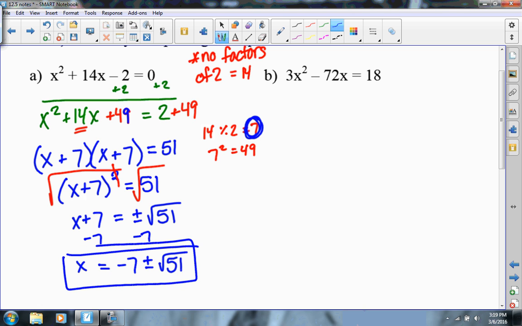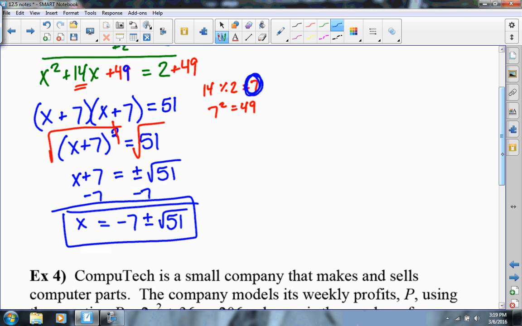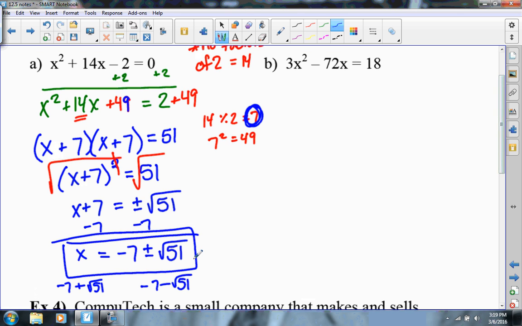And that's my answer. Now, if I actually separated these out and got two answers, I'd have to do negative 7 plus the square root of 51, and then negative 7 minus the square root of 51. And the square root of 51 is a decimal. So if I did negative 7 plus that decimal or negative 7 minus that decimal, I would get another decimal for an answer. And that's not as accurate as leaving it as a radical. So I'm going to leave my answer as a radical.